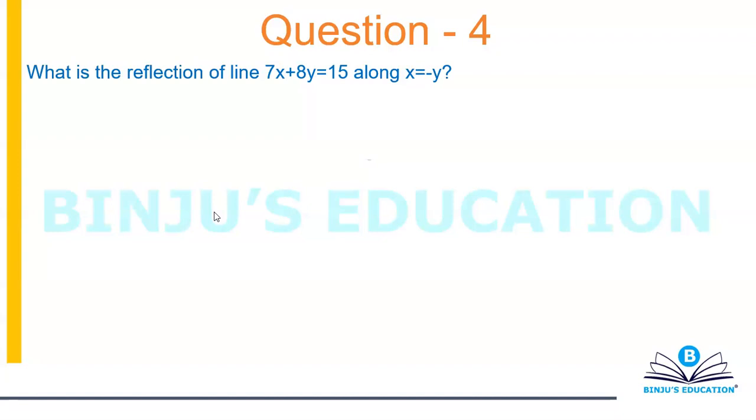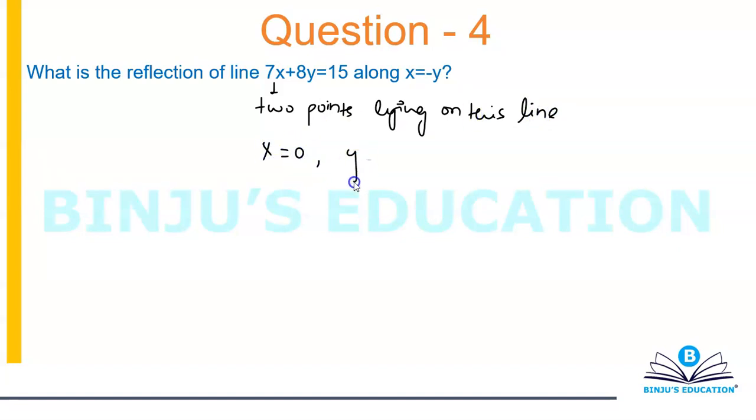In this case, I'll use that 2-point method, because that will be easier than going into the concept of slope, which would be a bit confusing. So I'll first find 2 points which lie on this line. What's the easiest way to do that? First, put x is equal to 0, so you will get y is equal to 15 by 8. Second, put y is equal to 0, so you will get x is equal to 15 by 7.